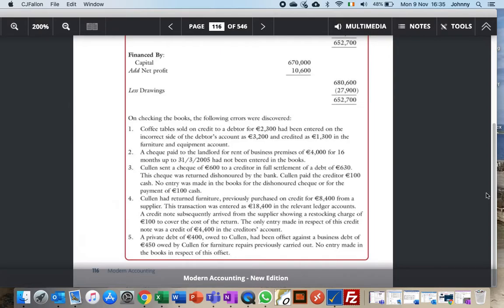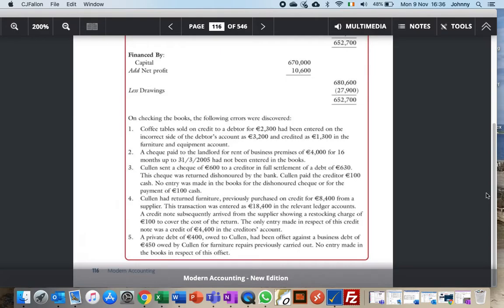And creditors, I have less creditors, I owe them less money, and I would have put that in the debit in the creditors account. But I put in far too much, so I need to do the opposite and take 10 grand out of both. So I need to credit creditors with 10 grand, and I need to debit purchase returns with 10 grand.